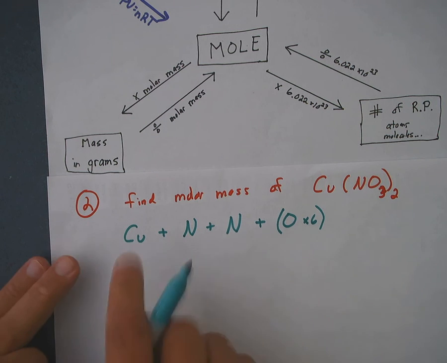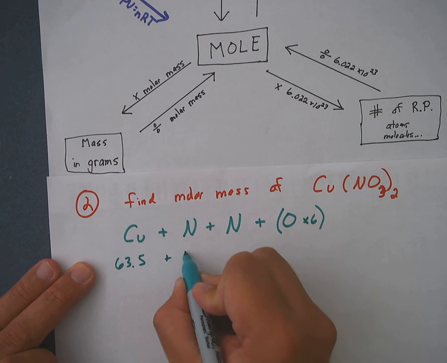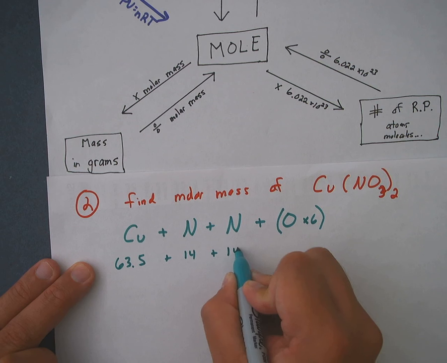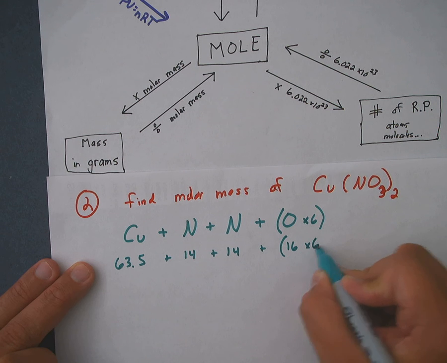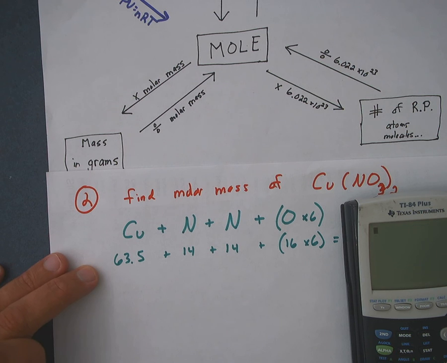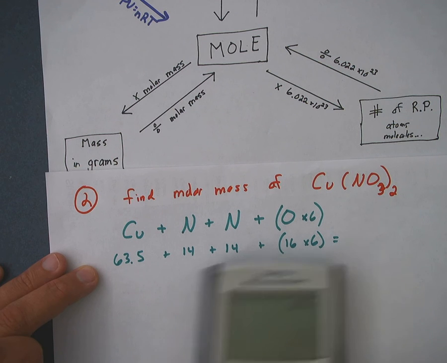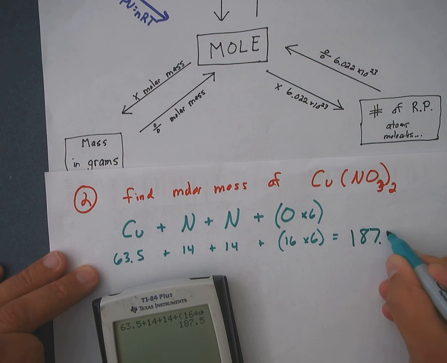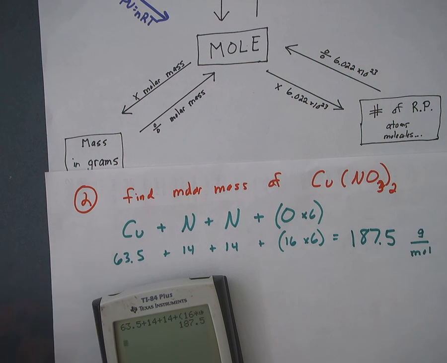So if I look up copper's mass, I get 63.5. Nitrogen is around 14, and I can double it or add 14 again. And then if I look up oxygen, oxygen weighs 16, but I need 6 of them. And so in my calculator, I will take 63.5 plus 14 plus 14 plus, so maybe I'll do 16 times 6 because I don't want to have to punch it in all that times. And I get 187.5.